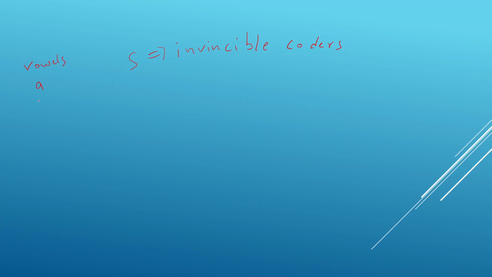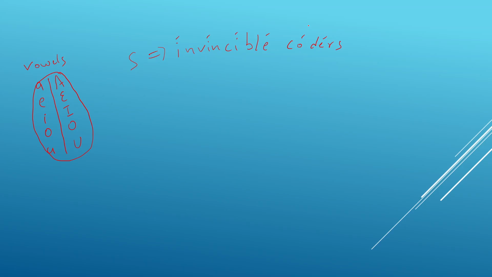Vowels are AEIOU. Okay, so these can be small also, these can be capital also, like capital A, capital E, capital I, capital O, capital U. So in any of these categories, if any character falls, that will be a vowel. If you manually count it, I have 1, 2, 3, 4, 5, 6. So there are 6 vowels.